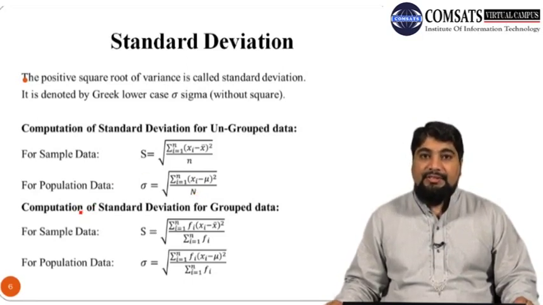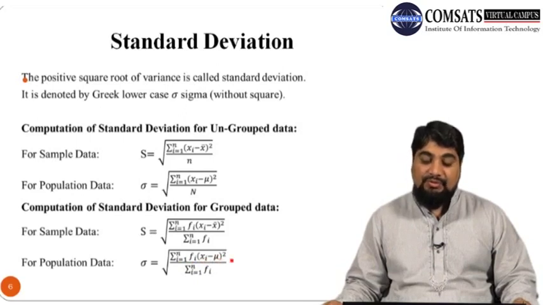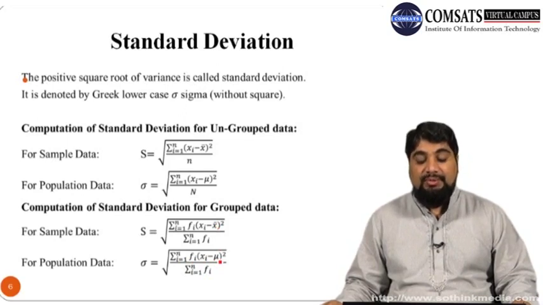Next we discuss the formula for computing standard deviation in case of grouped data. For sample data, the standard deviation S is equal to the square root of summation fi into xi minus x bar square over summation fi. And similarly for population data, the standard deviation is sigma equals the same formula, summation fi into xi minus mu whole square over summation fi, under the square root, and note that x bar is replaced with mu.